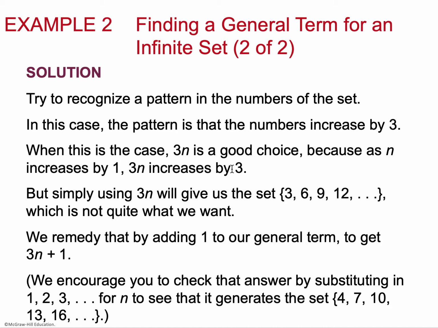So what I could do is say, well, that's close. I'm almost there. I'm just 1 below where I need to be. I need to be at 4, 7, 10, and I'm at 3, 6, 9. So I'm just going to add 1 to that, and that will put me in the proper set.